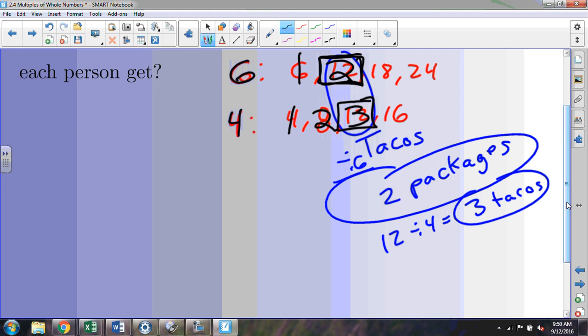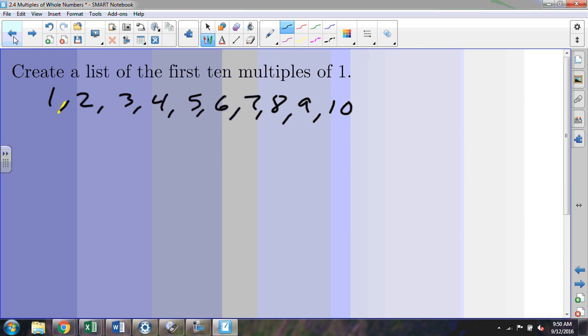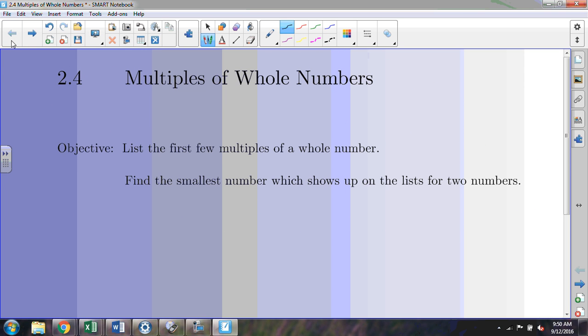That's really all that we have. Our objectives for this lesson: create a list. Create a list of multiples. And with that list of multiples, find the smallest number, that is the least number, that is common to both lists. And we can do that with a word problem. We can do it with just a regular problem that's not built in context.